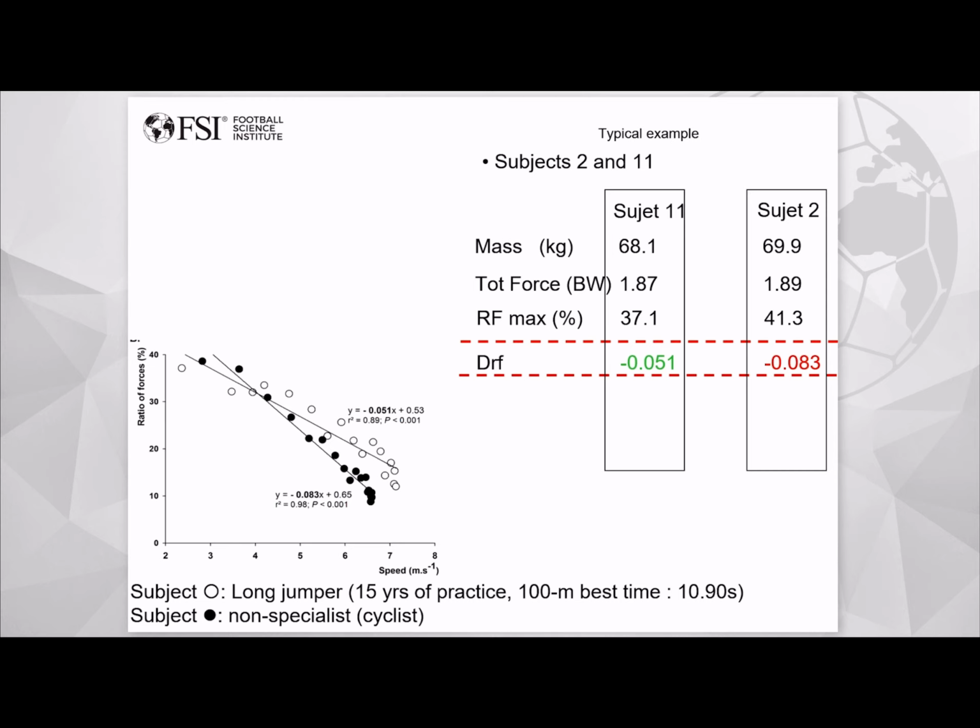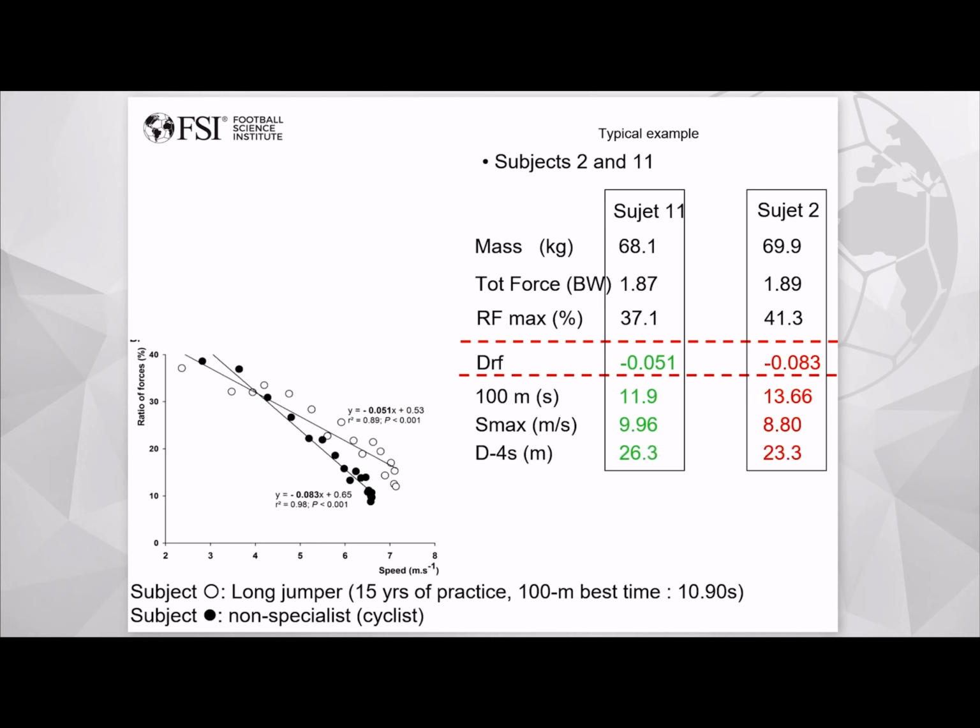But if you look at their DRF, one is minus 5%, it's pretty good. The other one is minus 8%. It is not good. Now let's take a look at their performance. So it was a 100-meter test with running shoes and no starting blocks. One is 11.9 seconds. The other one is almost 14 seconds.